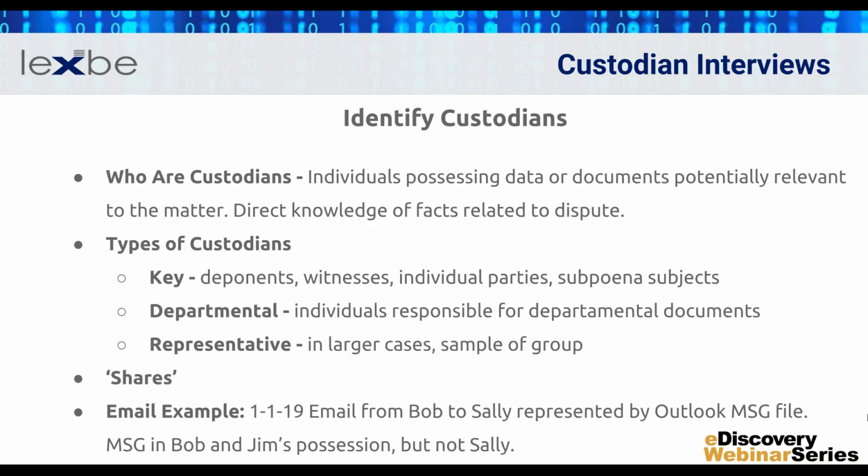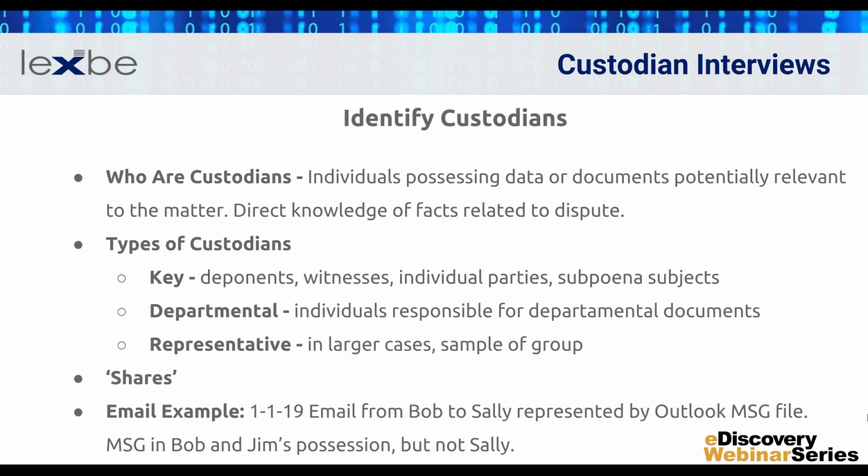Another thing I want to mention is the idea of shares. So sometimes some data, there really isn't anybody who had control of it particularly. This could be a network drive or a cloud drive for individuals or department or a company in general. And sometimes data will be collected from those shared drives or shared repositories, and the custodian will be identified as a share for those purposes.